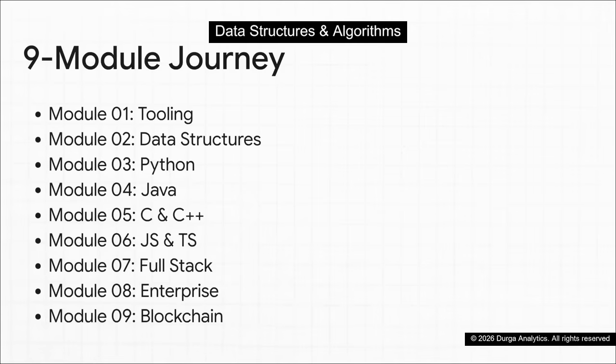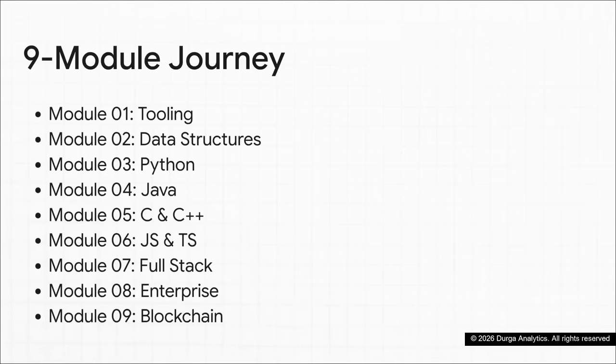But before we start slinging any code, let's just do a quick reminder of our overall 9-module journey. We start with developer tooling, move into data structures and algorithms, then Python mastery, Java programming, C and C++, JavaScript and TypeScript, full-stack web apps, enterprise apps, and finally, blockchain and DLT. We are currently right in the thick of Module 2. You've already conquered the tooling, and now you're laying the absolute foundation for everything that follows.